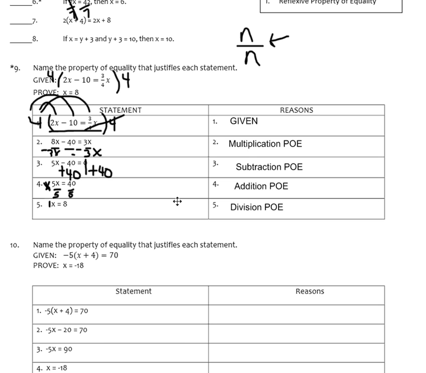Okay, and always check in the very beginning where it says what your given is. Make sure your given matches the original given here. So make sure this number 1 matches this up here given. And then, of course, make sure your number 5, or your last step, matches what you were supposed to prove. Does x equal 8? Yes, x equals 8.